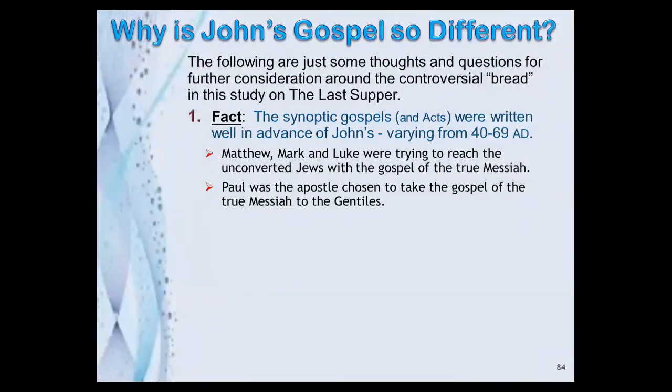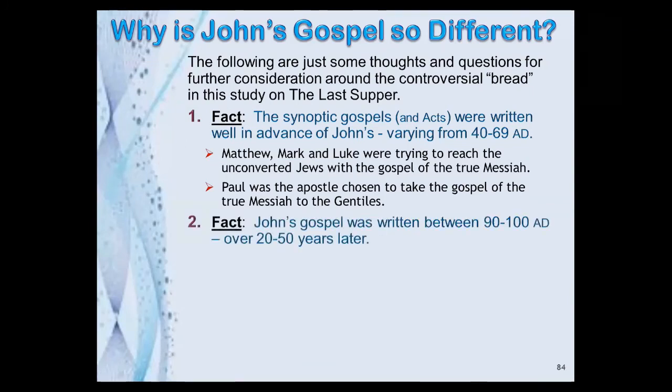So why is John's gospel so different? The following are just some thoughts and questions for further consideration around this controversial bread in this study on the Last Supper. A fact is the Synoptic Gospels and actually the book of Acts were written well in advance of John's, varying from 40 to 69 AD.